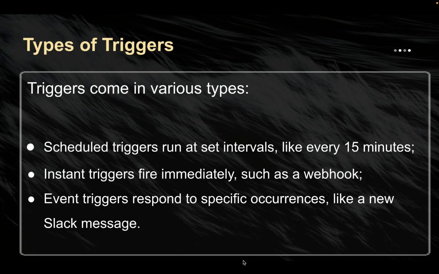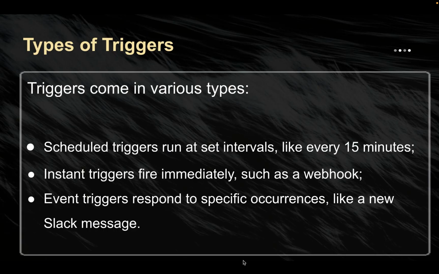Now we have instant triggers. Instant triggers, they fire immediately, such as a webhook. For example, let's say you created a website and you added a form such that users are to input their emails and other information. So once they submit the form, your automation kickstarts and you automatically send a dedicated email to such individual. So that is an example of an instant trigger.